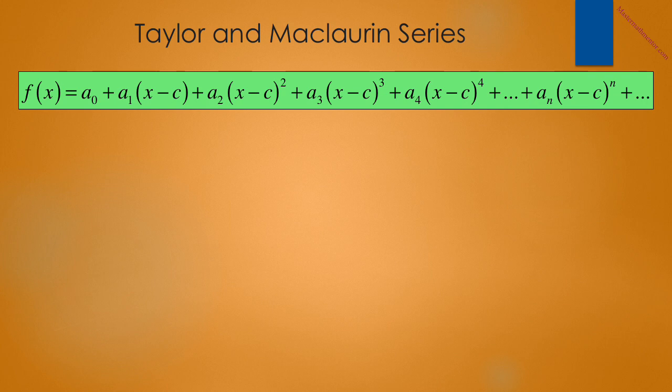So we start with some convergent power series centered at c with a radius of convergence R, and we will take successive derivatives and evaluate them at x is equal to c. So we start with our series f of x is equal to a sub 0 plus a sub 1 times the quantity x minus c plus a sub 2 times x minus c quantity squared plus a sub 3 times x minus c quantity cubed plus a sub 4 times x minus c to the fourth plus dot dot dot plus a sub n times x minus c raised to the n plus dot dot dot.